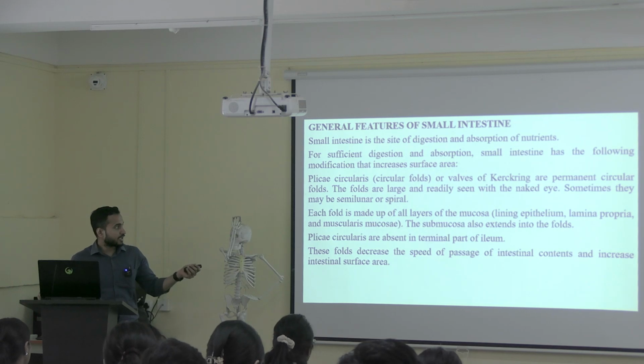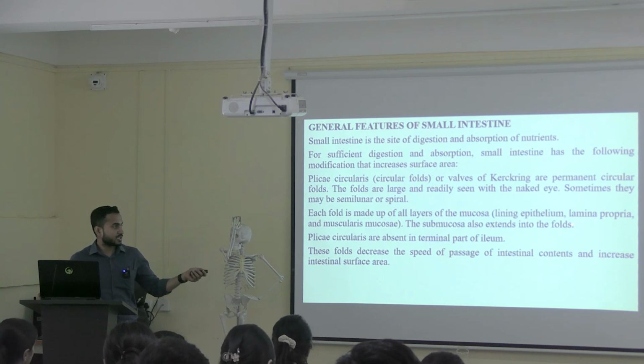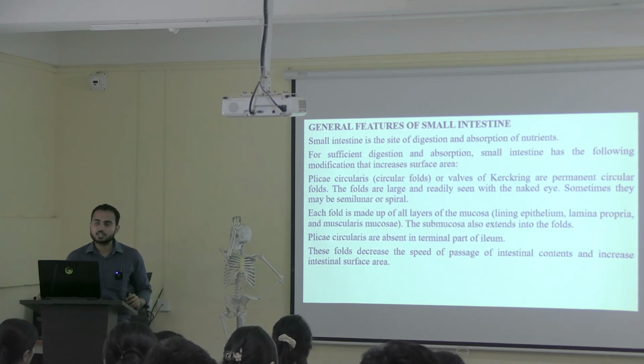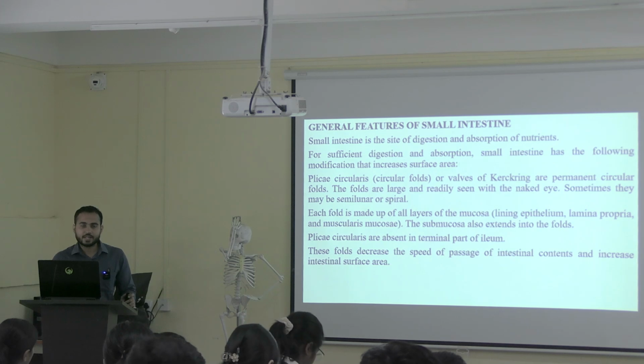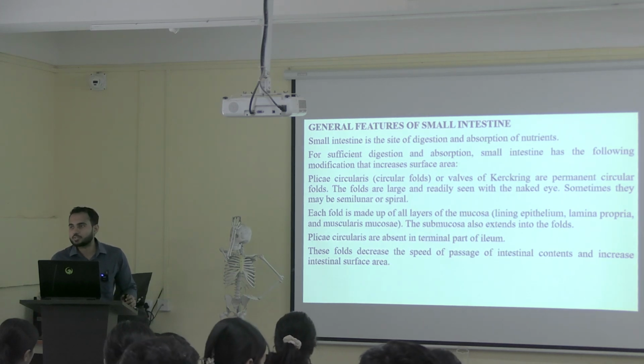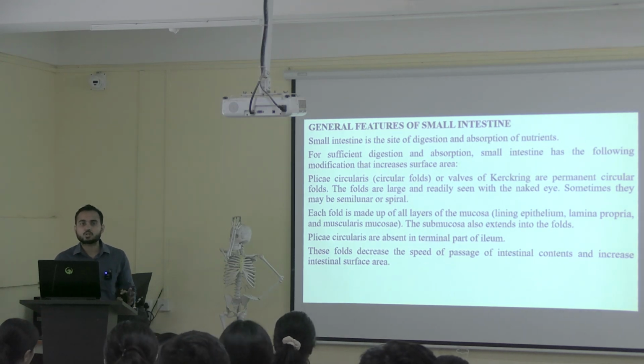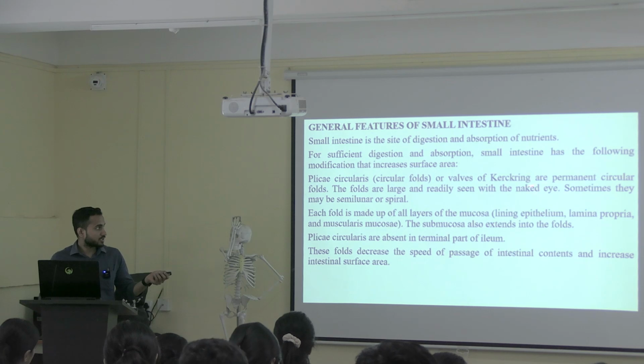Now, why is it permanent? Because all the layers of mucosa, that is lining epithelium, lamina propria and muscularis mucosae, extend into the circular fold, and in some cases submucosa also extends into the fold. Because of this reason, the folds are permanent in nature. Why am I mentioning this? Because in case of stomach, we have seen that the gastric rugae are not permanent, these are temporary. As the stomach distends, those rugae disappear, but here it will not disappear, it is permanent.